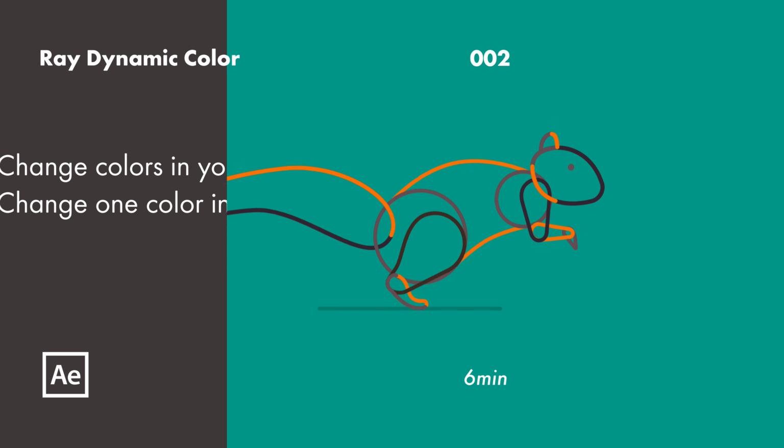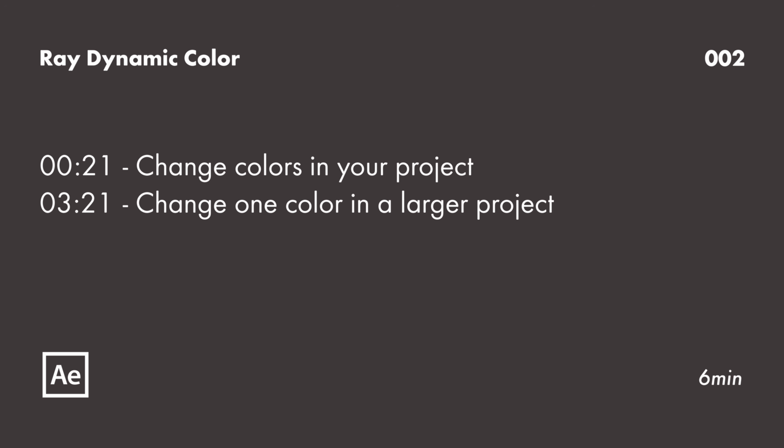In this 6-minute video, you will learn 2 ways to change colors in your animation using Ray Dynamic Color in After Effects.